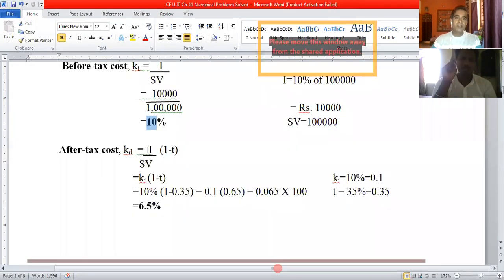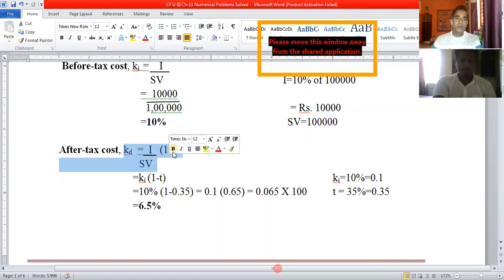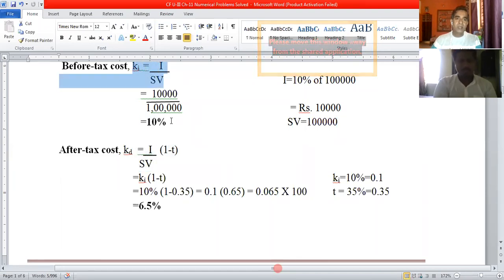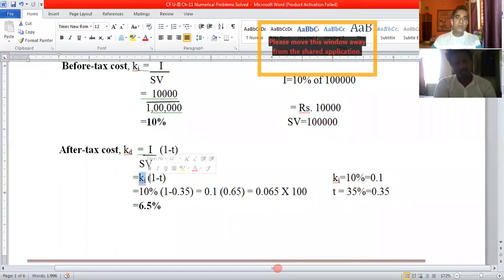Then we have learned the second equation. After tax cost, Kd is equal to I divided by SV into 1 minus T. If I simplify this formula, I divided by SV is nothing but Ki. I have already found Ki, so I'll rewrite the equation: instead of I divided by SV, Ki into 1 minus T. Ki I have already found as 10%.